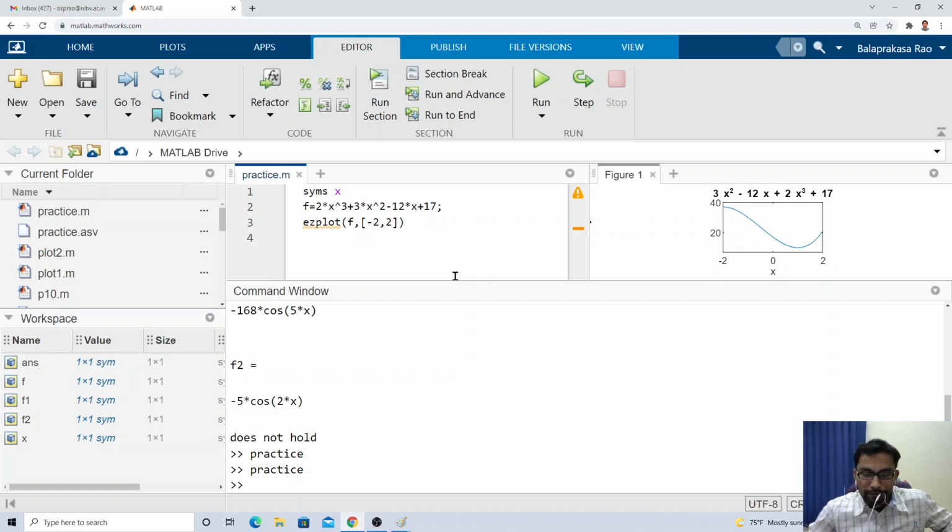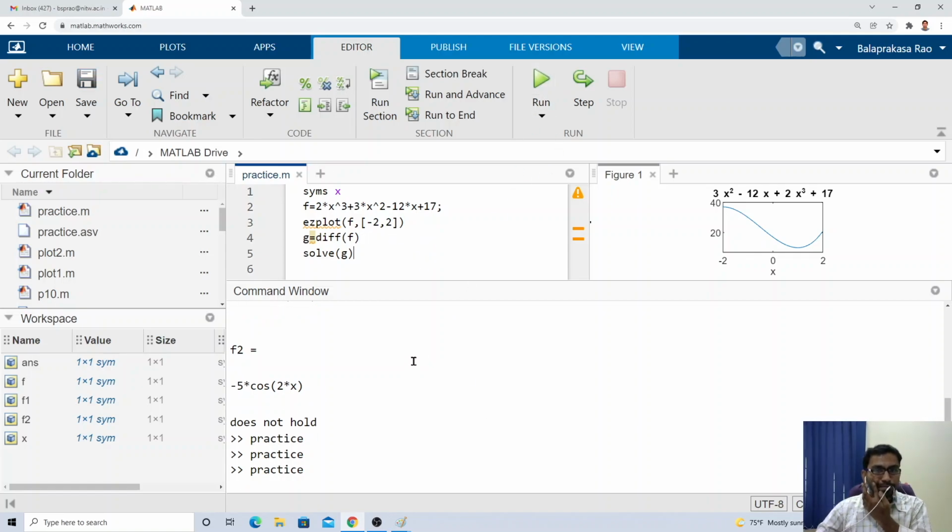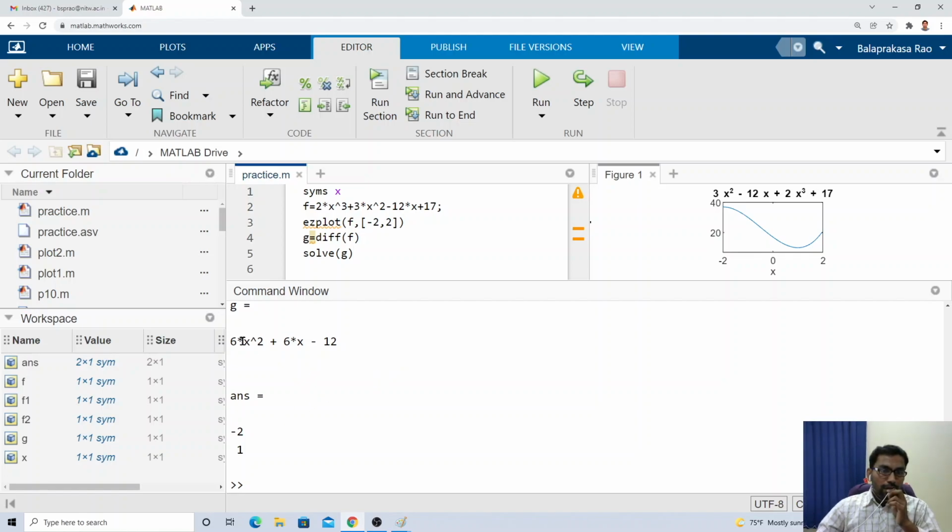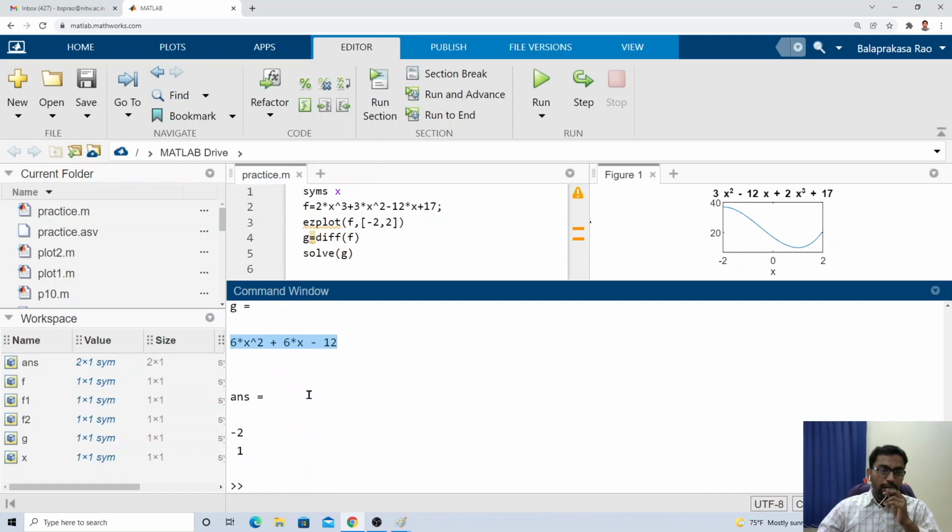Now let us say you want to find the minimum and maximum value of this curve, right? How to find it? So first find the derivative of this function. G equals to differentiation of f, only the first order derivative, with respect to x. So what is the derivative it will give? Now solve g. Solve g will give you the roots of the equation, right? So let me solve this first. This is the derivative, 6x square plus 6x minus 12. So the roots of this equation are minus 2 and 1. Now you can cross check which one is minimum and which one is maximum.